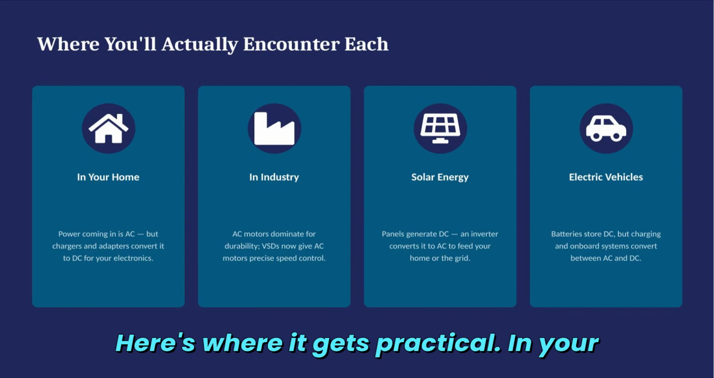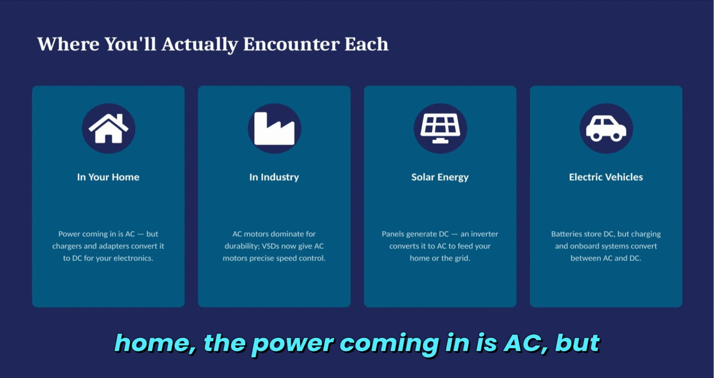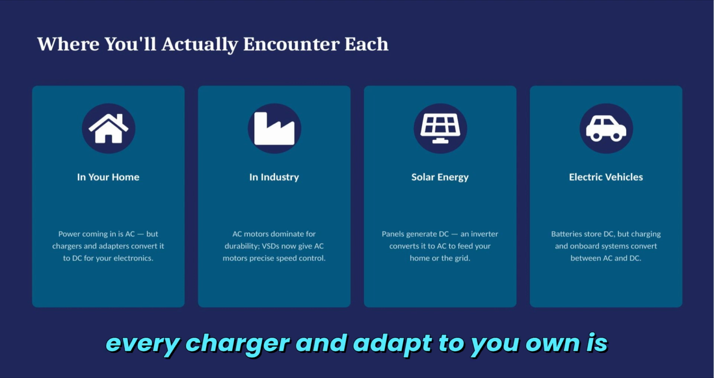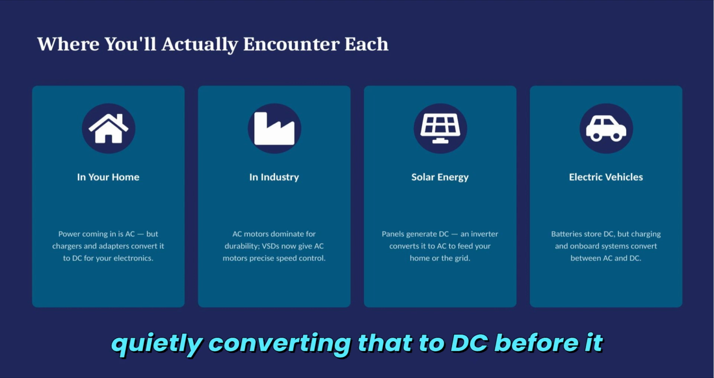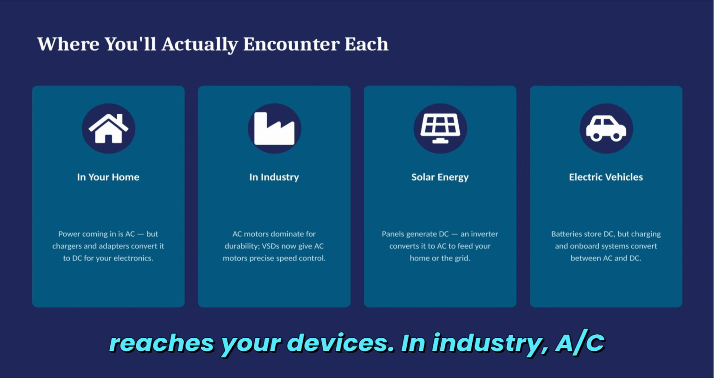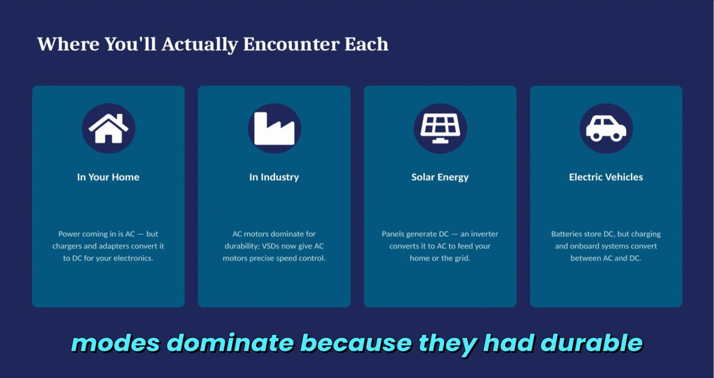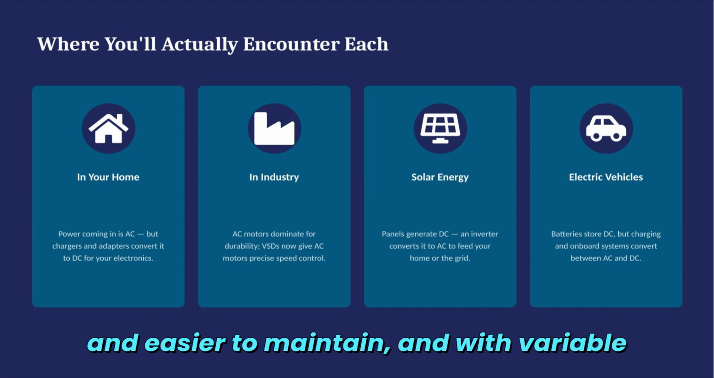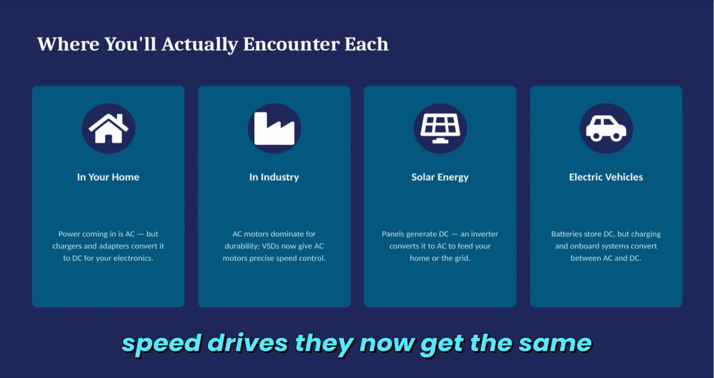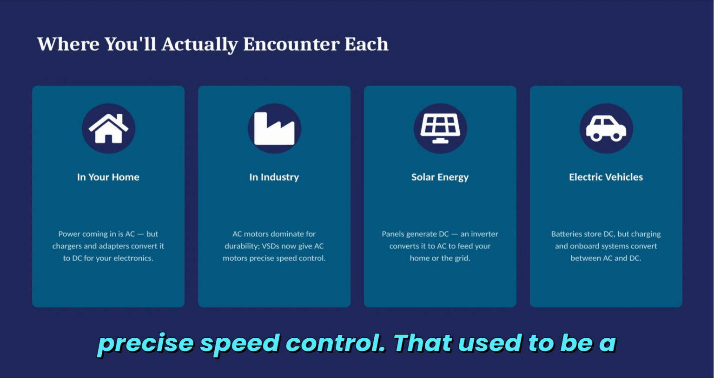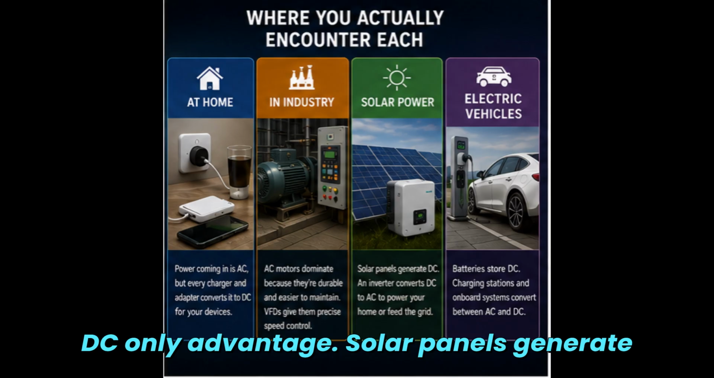Here's where it gets practical. In your home, the power coming in is AC, but every charger and adapter you own is quietly converting that to DC before it reaches your devices. In industry, AC motors dominate because they are durable and easier to maintain, and with variable speed drives, they now get the same precise speed control that used to be a DC-only advantage.